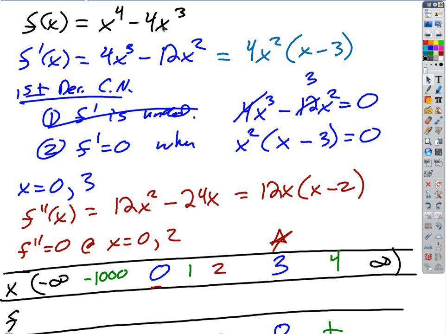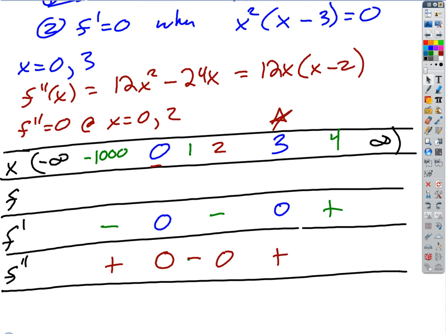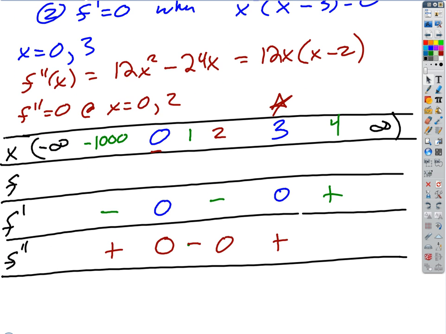We took both derivatives and we found both kinds of critical numbers. Our first derivative critical numbers were 0 and 3, and our second derivative critical numbers were 0 and 2. We were just in the process of analyzing this, right? Remember that we first looked at this from the first derivative test perspective.